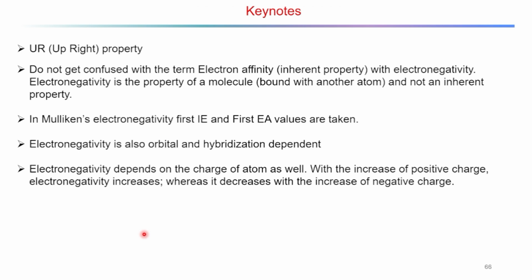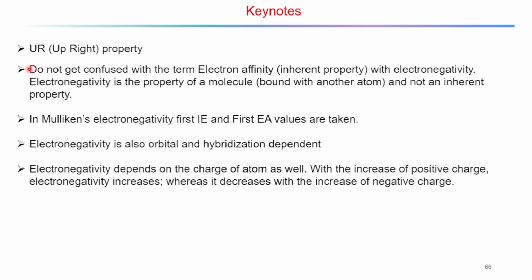Now let's see some keynotes regarding electronegativity. We have observed that electronegativity is an upright property. That means if you go along a period, it increases from left to right, and if you go along a group, it increases from bottom to top. So that's why it is an upright property.